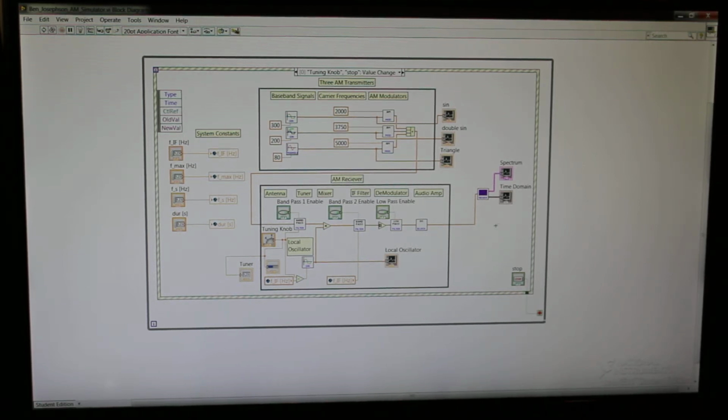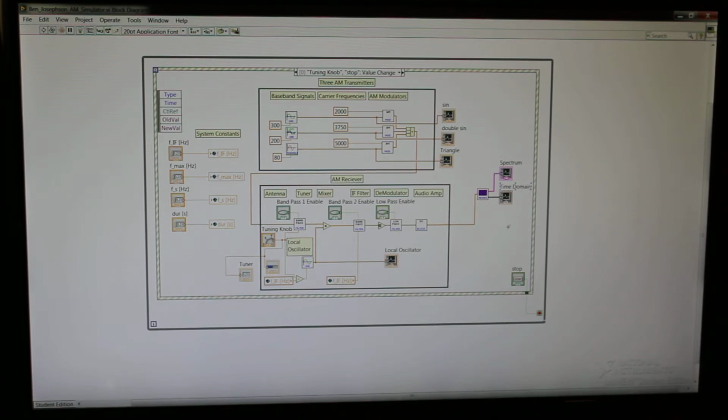And then in this case we go to the spectrum and the time domain. We've created system constants here that are global variables for the intermediate frequency that we use, the maximum frequency, the sampling frequency, and also our time duration. They were created as global variables so that they could be referenced in all of the sub-VIs and also in this main VI. The output then goes through a viewer VI, which is set up to isolate the frequency spectrum and also the time domain.